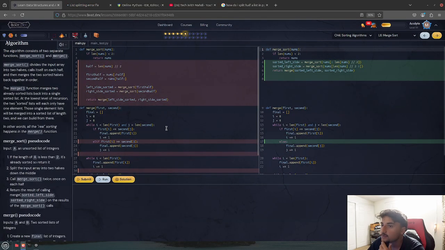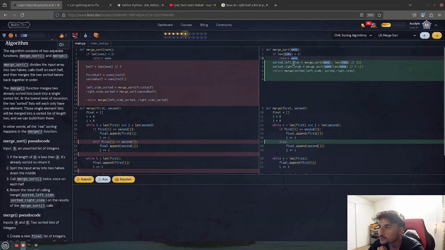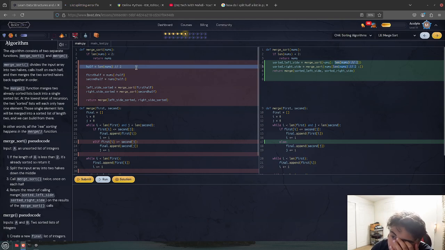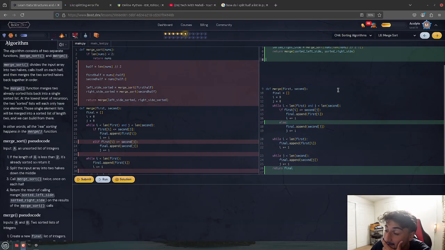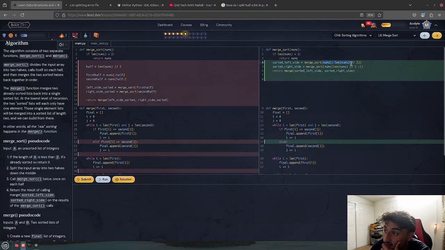I would love to see what he did. So if len now is less, return. Okay, now this left side merge sort. Damn, so he put this inside. So merge sort the left side. Damn, so you don't even need the half thing. He put that inside. That's fire.